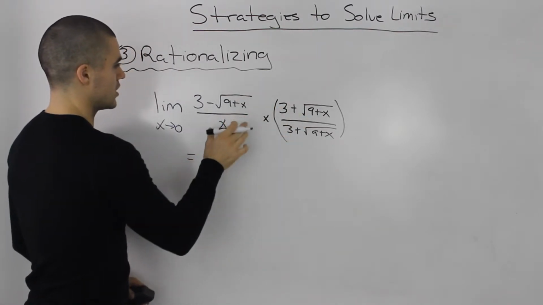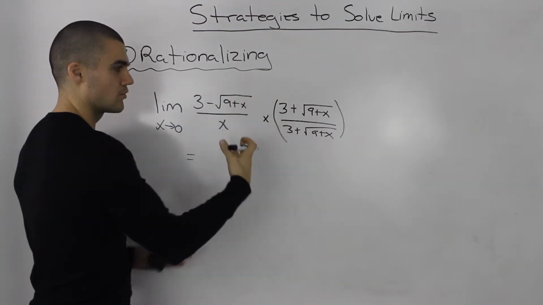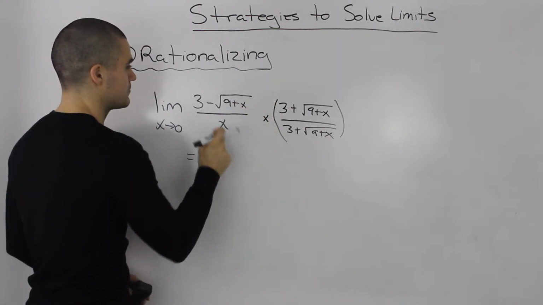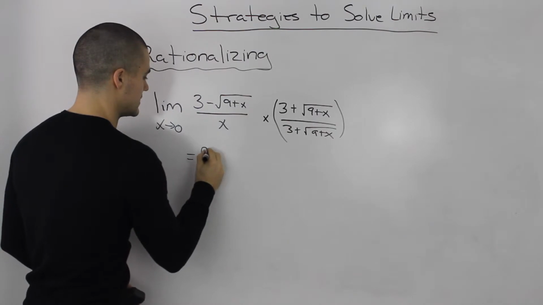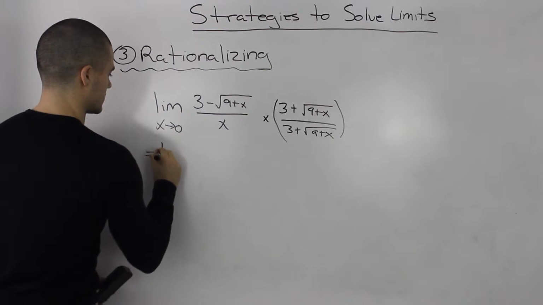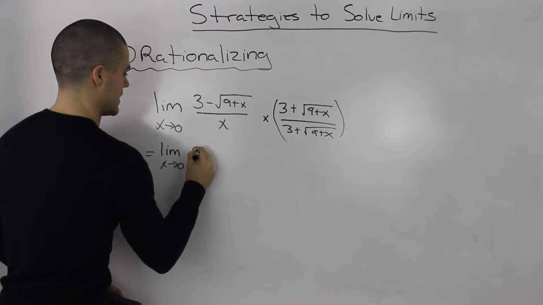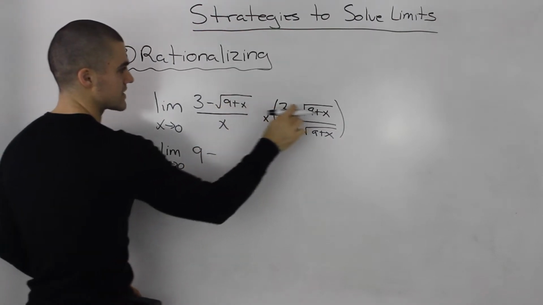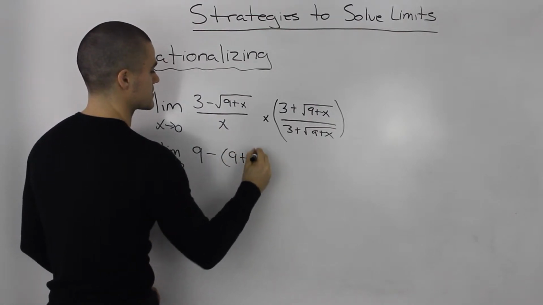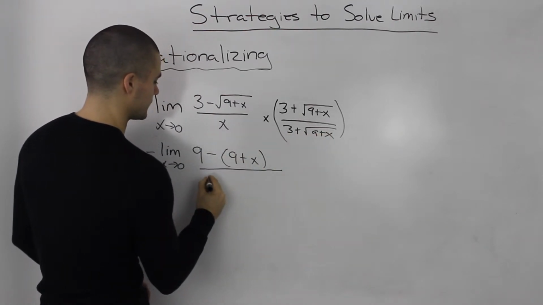So when we multiply the numerator by its conjugate, it'll be a difference of squares. So the two middle terms containing the radicals will cancel out, so we can just multiply the end pieces. So 3 times 3 is 9. Sorry, let's write out this limit here. So limit as x goes to 0, 3 times 3 is 9, minus root 9 plus x times root 9 plus x is just 9 plus x, all over, let's keep these separately.